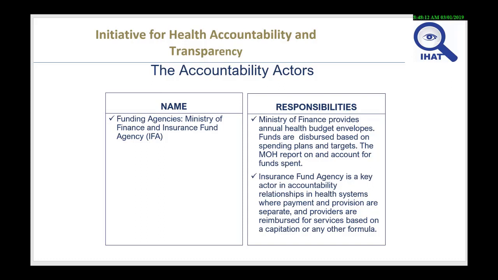We must not forget the Insurance Fund Agency as a key actor in accountability relations in the health system, particularly where payment and provision are separate, and providers are reimbursed for services based on a capitation or any other formula. The National Health Insurance Scheme and the state health insurance schemes are very key with respect to this particular group.